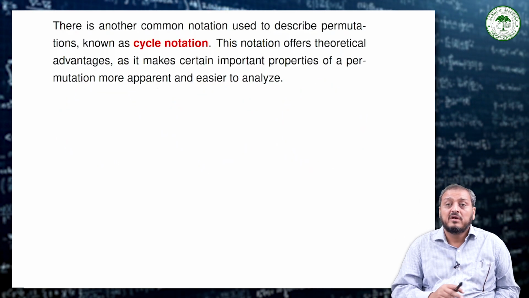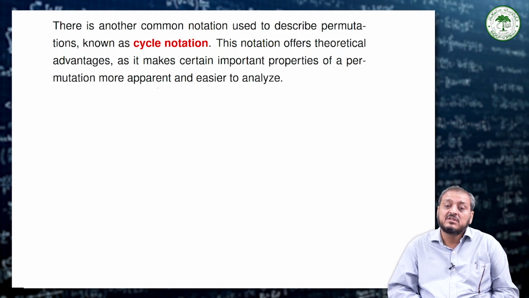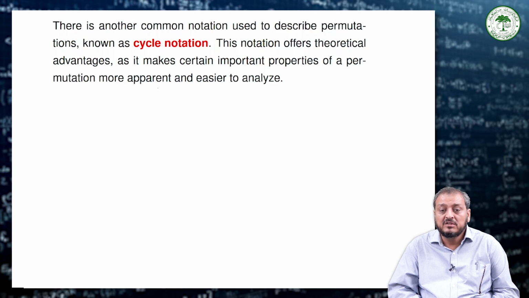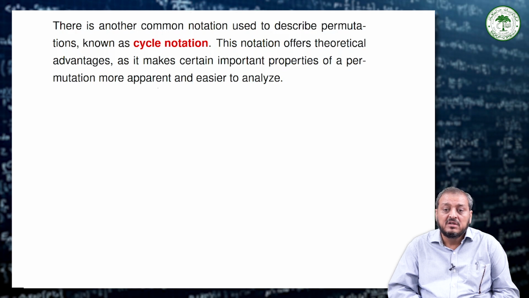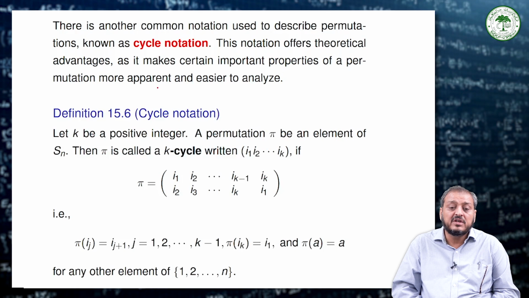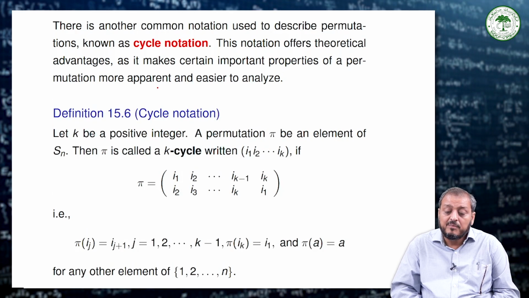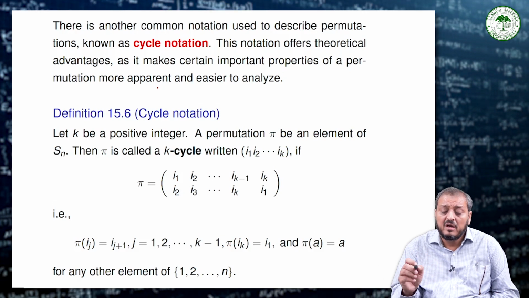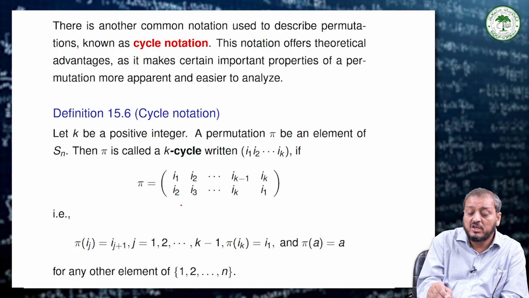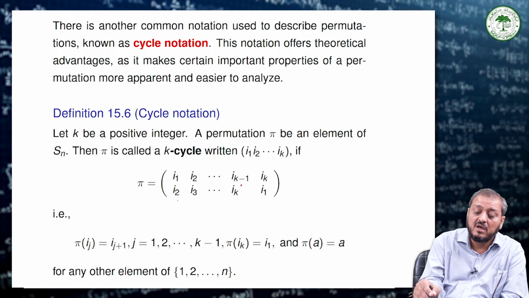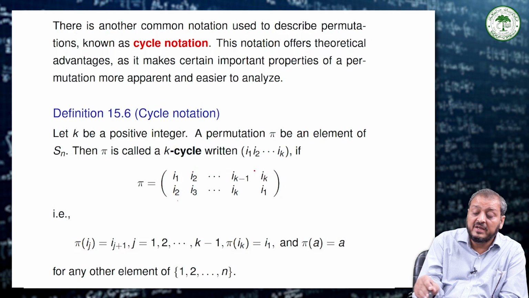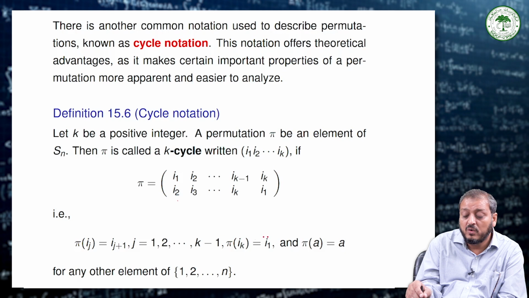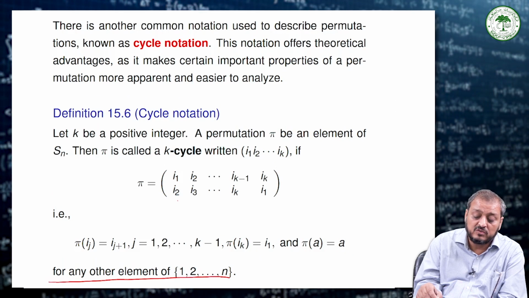There is another common notation used to describe permutations known as cyclic notation, and it is important for its theoretical advantages, as it makes certain important properties of permutations more apparent and easier to analyze. The definition of a cycle: let k be a positive integer, and let a permutation pi be an element of Sn. Then pi is called a k-cycle of i1 to ik if pi can be written with i1 goes to i2, i2 goes to i3, up to ik minus 1 goes to ik and ik goes to i1. That is, pi of ij is equal to i(j plus 1), j running from 1 to k minus 1, and pi of ik is equal to i1, and pi of a is equal to a for any other elements from 1 to n.